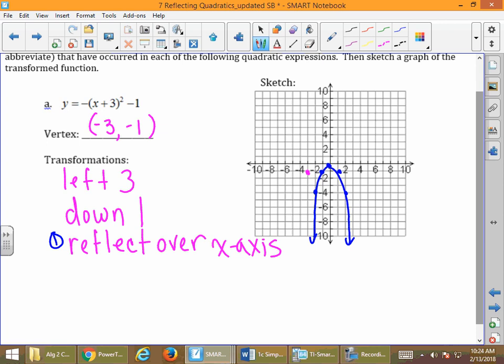1, 2, 3, down 1. 1, 2, 3, down 1. 1, 2, 3, down 1. And 1, 2, 3, down 1.